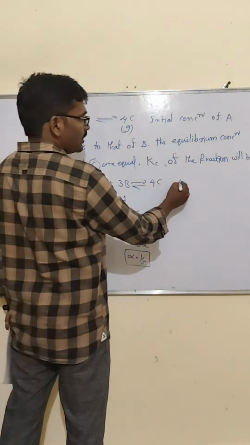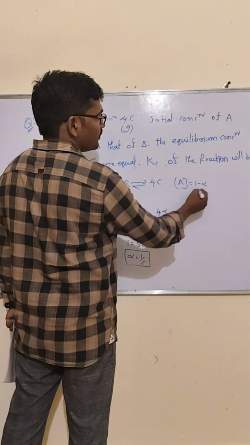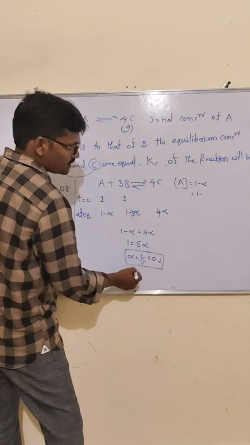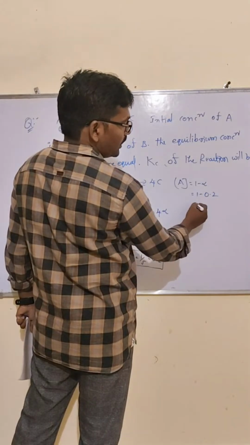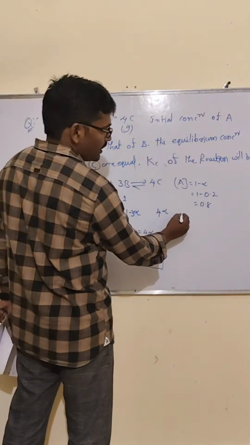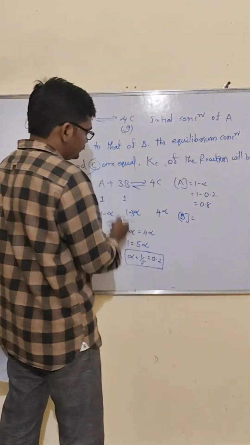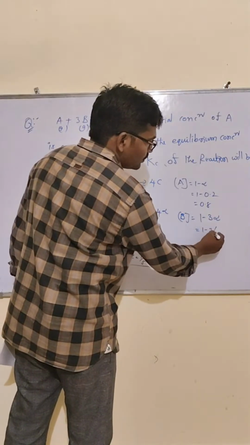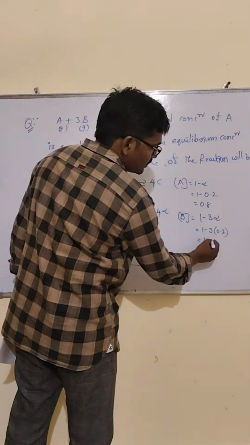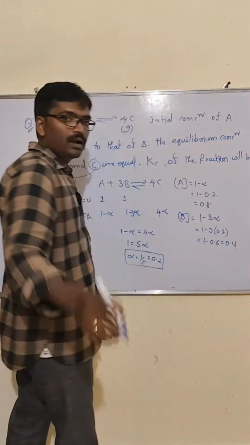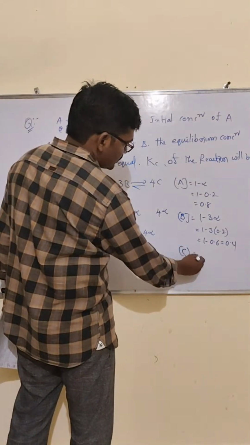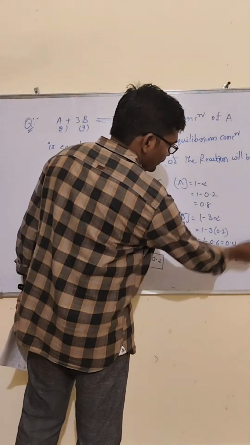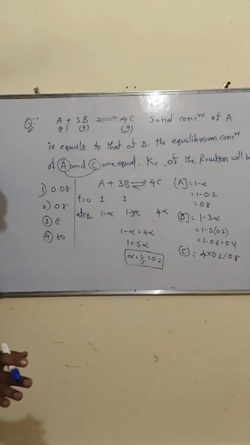So the alpha value you got. Then the concentration of A you can get now: 1 minus alpha, that is 1 minus 1 divided by 5, nothing but 0.2, right? Then you can get 0.8. Same like that, concentration of B equals 1 minus 3 alpha, so 1 minus 3 into 0.2, that is 0.6, 1 minus 0.6 equals 0.4. Clear? Then concentration of C equals 4 into alpha, so 4 into 0.2 equals 0.8. Yes, so all these concentrations you find out.